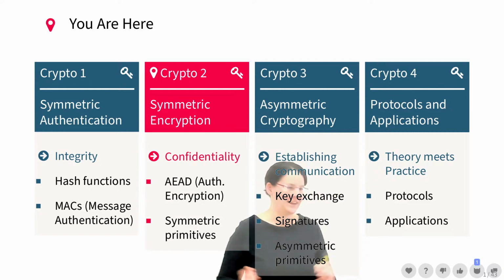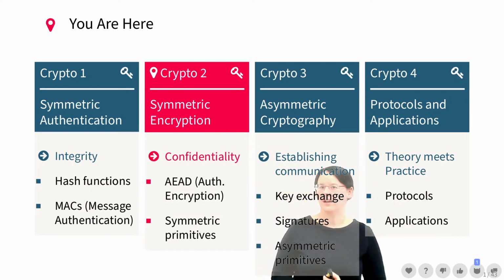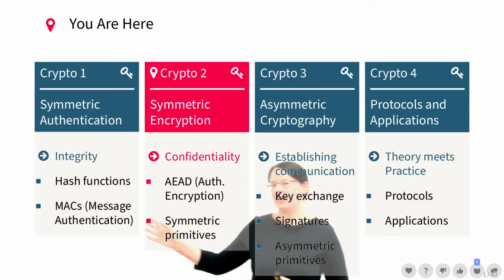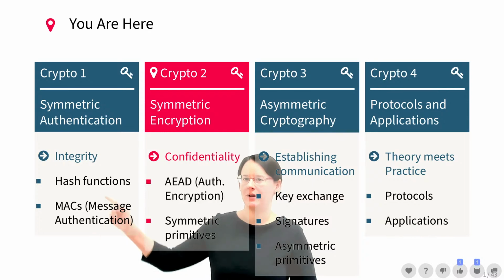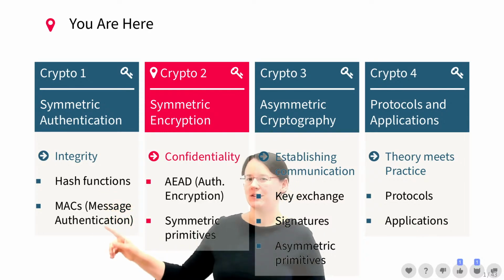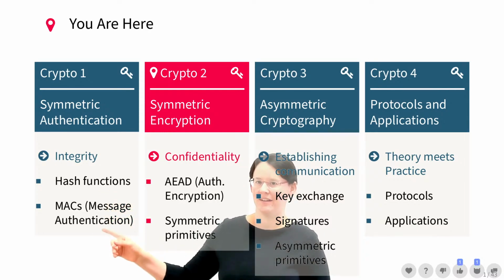So, in case you've lost track a bit of what we were last talking about, previous week we were talking about symmetric schemes to protect the integrity of data. So specifically we had a look at hash functions. We didn't quite have time for the MACs, but I'll talk about them briefly in a moment.